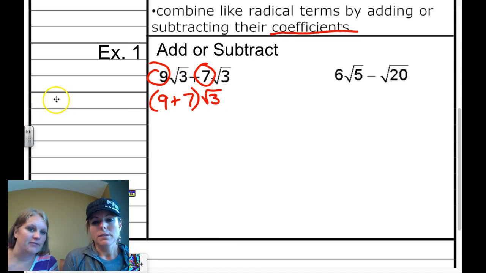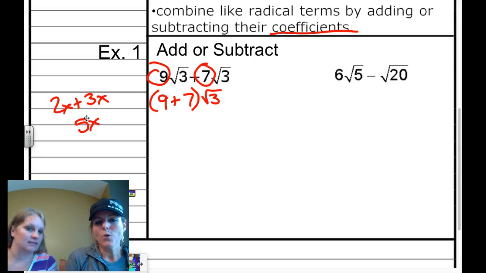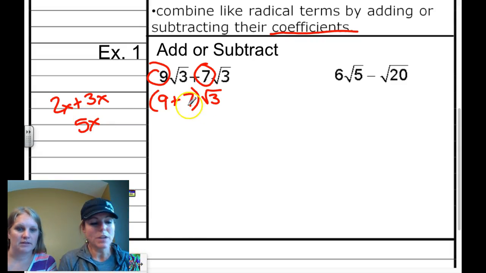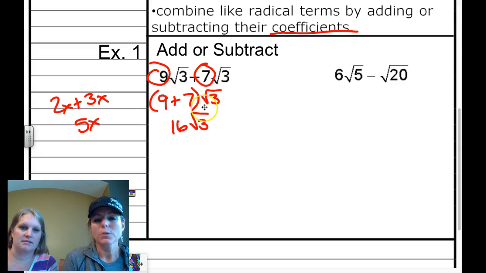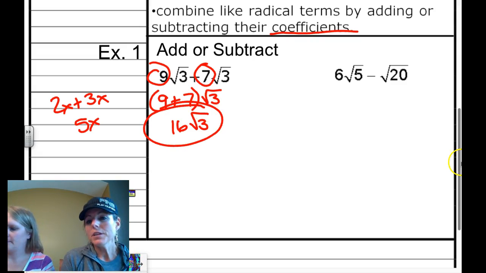It's kind of like if we had 2x plus 3x. 2x plus 3x would just give us 5x. You add the coefficient in front. Same thing. So 9 plus 7 is 16, root 3. Bring down the root 3. And so that's your answer. Root 3 is like our x. Correct. Okay. So now to the next one.